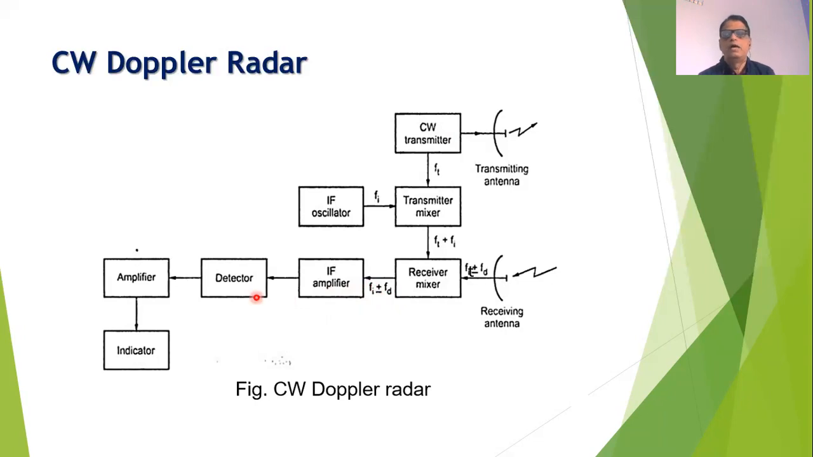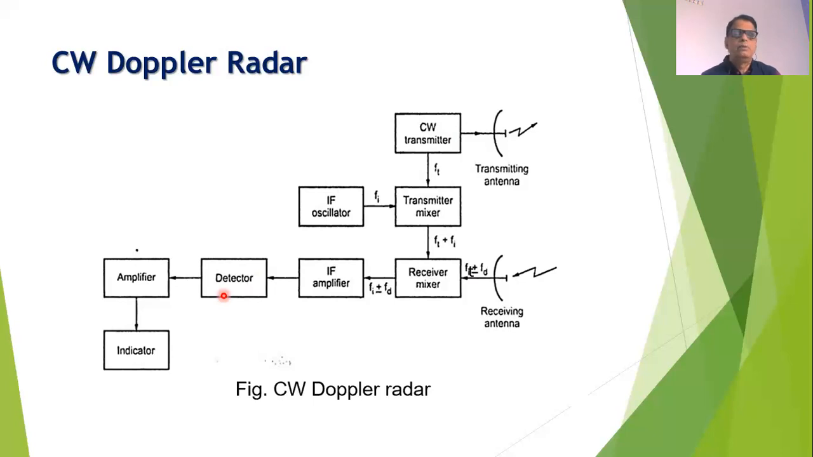The output of the IF amplifier is further coupled to the detector stage. So at the output of the IF amplifier, we will get the same signal, which is at the input, Fi plus or minus Fd. The only thing is that the strength of the signal is increased. Now this signal is further coupled to the detector stage.